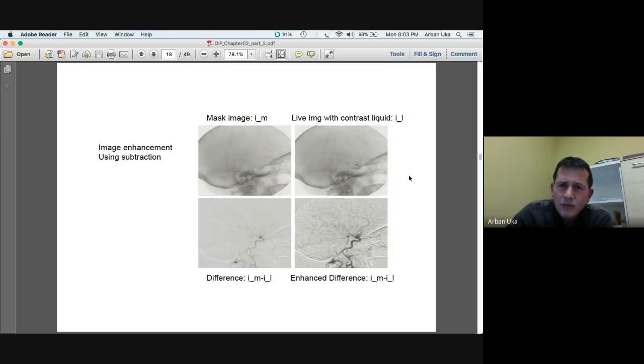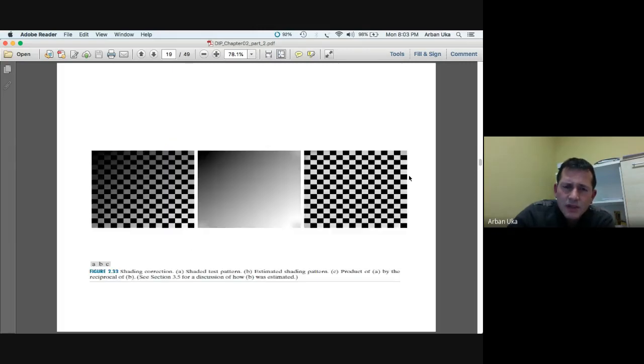The image with contrast is II, the live image, IL, apparently that's live, and then the difference between the two is IM minus IL. And then we can have an enhanced image, which is IM minus IL. But here there is a mistake, I'm afraid. So this is the difference, IM minus IL. This is just to enhance specific regions in an image.